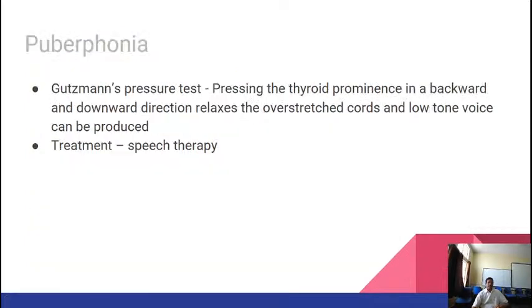So the treatment is usually speech therapy again, and there is a small test that can be performed, which is called Gutzmann's pressure test, wherein you press the thyroid prominence backwards and downwards, so that reduces the length of the vocal cord, and so a different kind of voice is produced because there is a change in the length of the vocal cord.